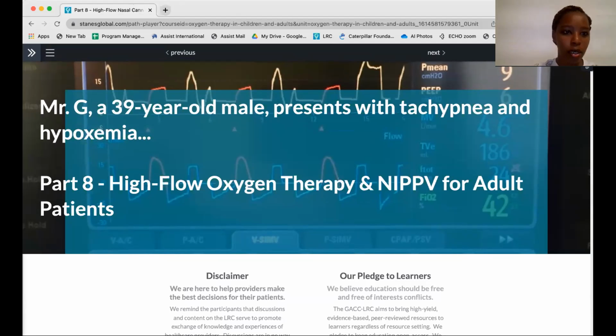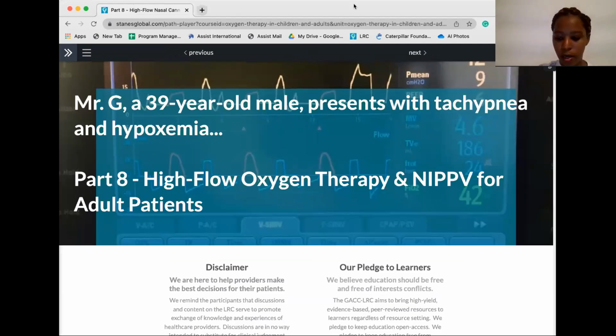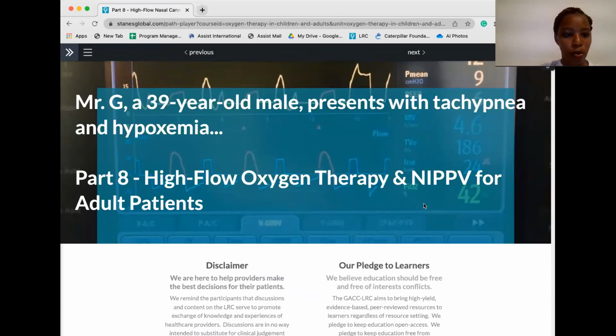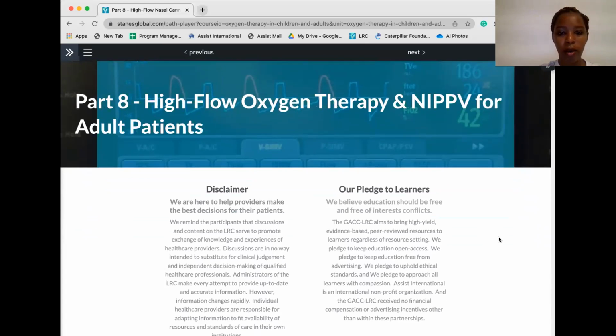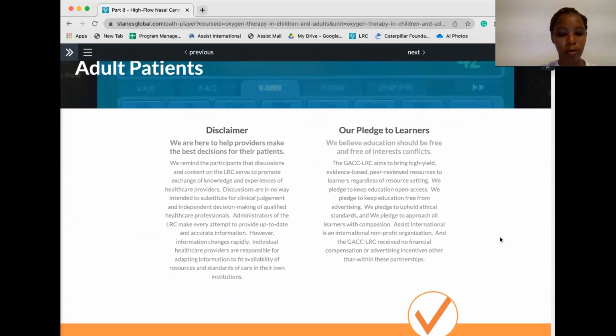So, Mr. G. As always, it's a case-based scenario, and then we'll be able to discuss. Our topic today is the high flow nasal cannula oxygen delivery system, and we're also going to touch up on non-invasive ventilation. Our patient, Mr. G, is a 38-year-old male. He presents with tachypnea and hypoxia. So, as we've said, high flow oxygen therapy and non-invasive positive pressure ventilation for adult patients.